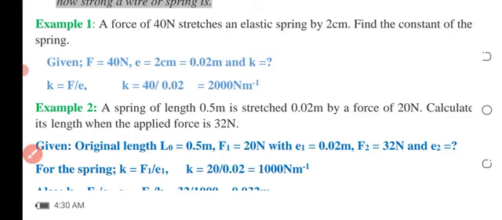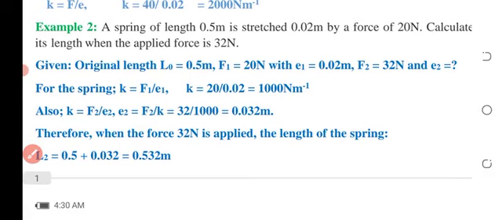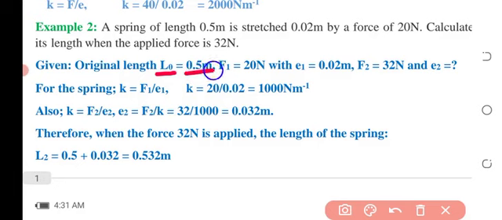Now in our example 2, we have a spring of length 0.5 meter, and it is stretched 0.02 meter by a force of 20 Newton. We have to calculate its length when the applied force is 32 Newton, that is, when the force of 20 Newton is replaced with 32 Newton. From the question, we can see the original length of the spring. We represented it with L naught, and that is given as 0.5 meter. The first force applied on the material is 20 Newton, and this gives us an extension of 0.02.